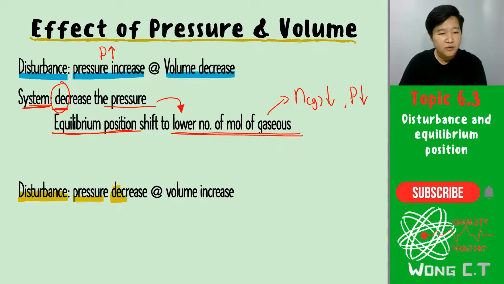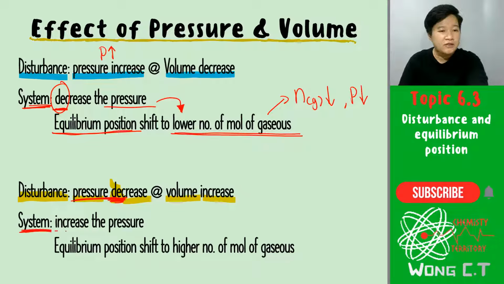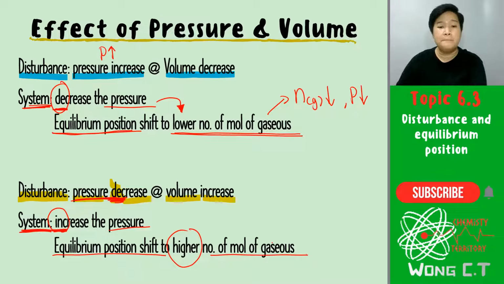When the pressure decreases, guys, it also means volume increases. So, the disturbance right now is pressure decrease. What do you think the system will do? Simple. The system will go against the disturbance. So, your system right now will try to increase the pressure. But how can I increase the pressure? Simple. I will shift my equilibrium position to a higher number of moles of gases, because when the number of moles of gases increases, the pressure also increases.